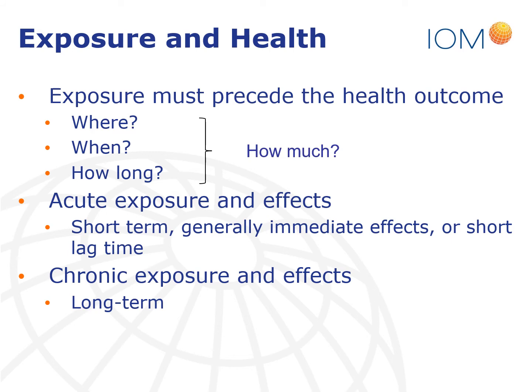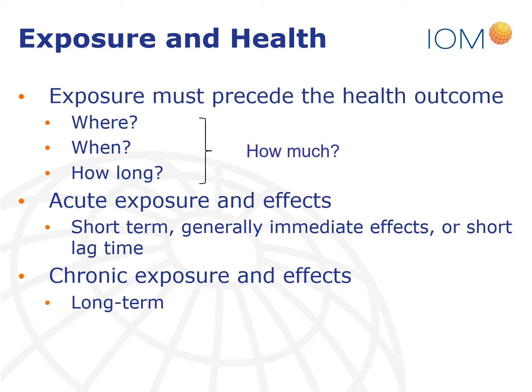For an environmental agent to have a health effect, exposure to the agent must precede the health outcome in question. In environmental epidemiology, we would ideally try to assess a quantitative exposure-response relationship, meaning how much variation in exposure leads to variation in health outcome. To do this, we need to reconstruct in a retrospective study or measure in a prospective study where, when, and how long exposure occurred.